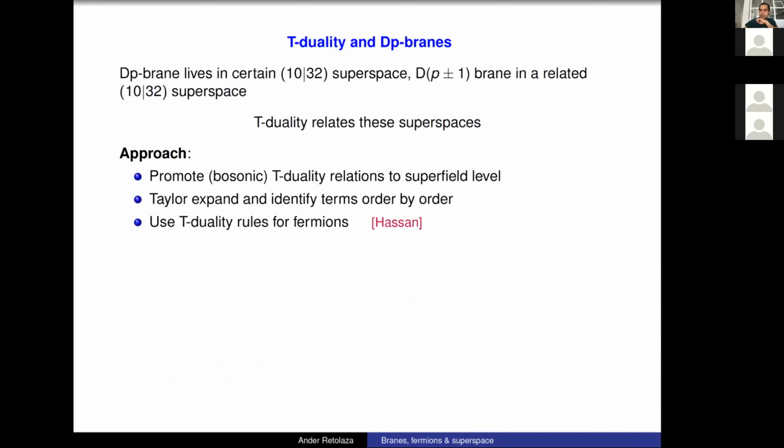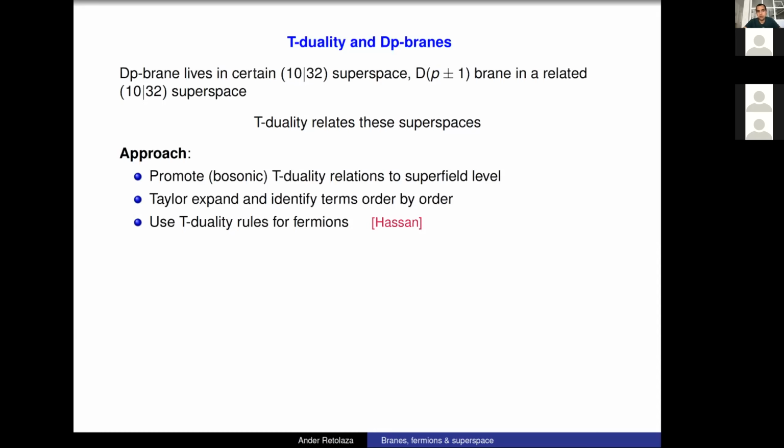T-duality. And because I don't have much time, I'm going to be quite schematic here. Before, what I did was to go from the N2 brane to the D2 brane by performing a dimensional reduction of superspace. This was simply an extension of the typical bosonic dimensional reduction. Now, I have a D2 brane action and I want to obtain the action for any Dp brane.